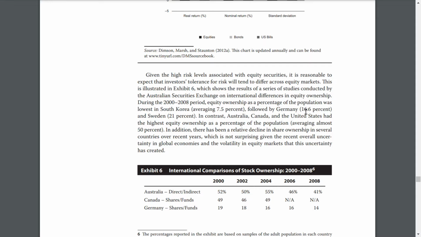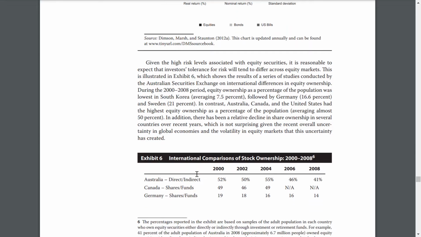In addition, there has been a relative decline in share ownership in several countries over recent years, which is not surprising given the recent overall uncertainty in global economies and volatility in equity markets that this uncertainty has created. So we can actually see the international composition of stock ownership decreasing for Australia.